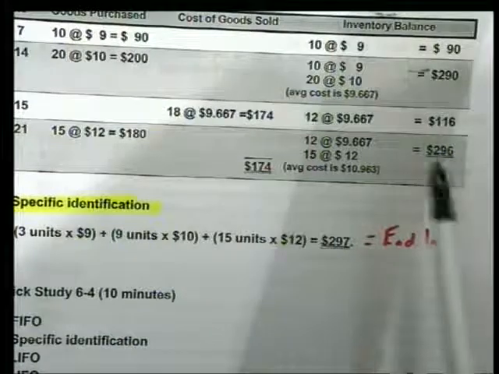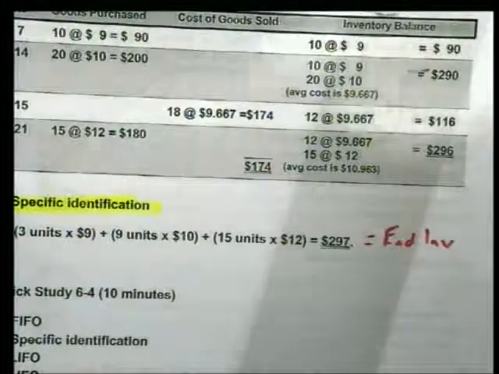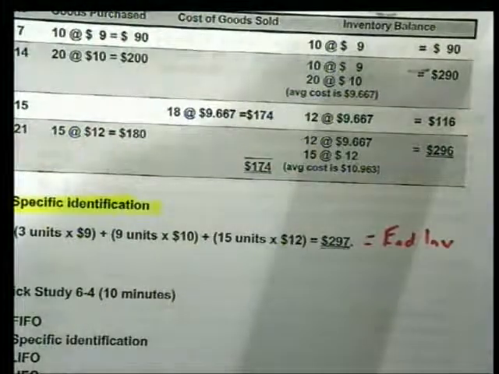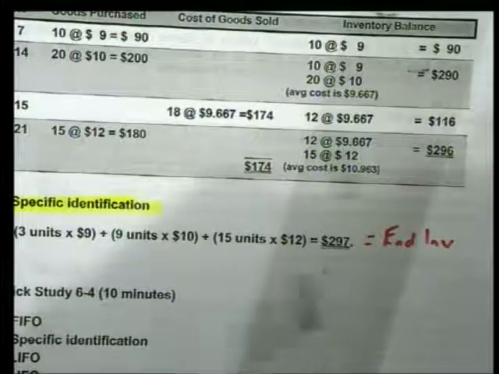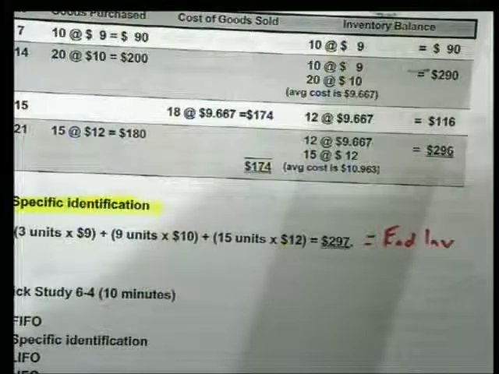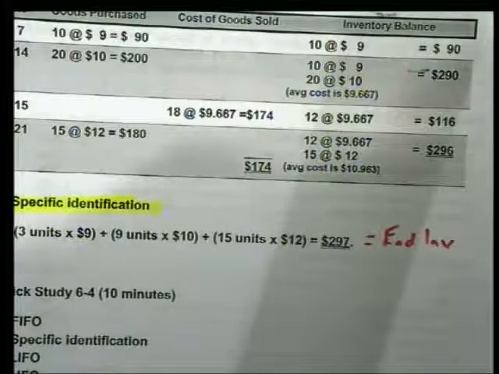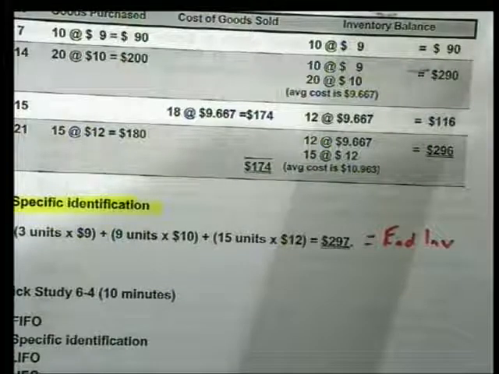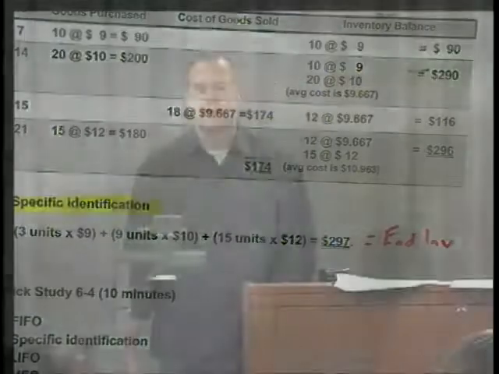Peter, what does 296 plus 174 equal? 470. Exactly. Well, what's 470 minus 297? You guys got calculators. It's too early. What is it? 173. 173, isn't it? Okay.